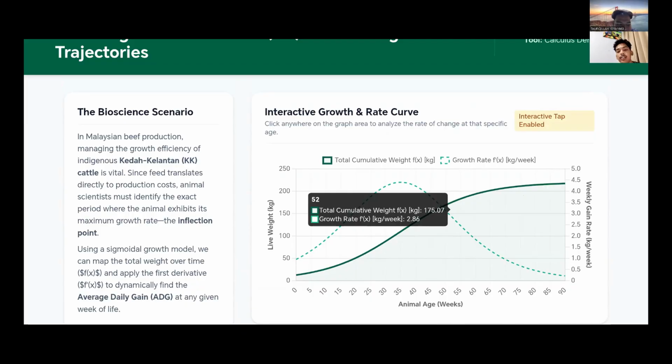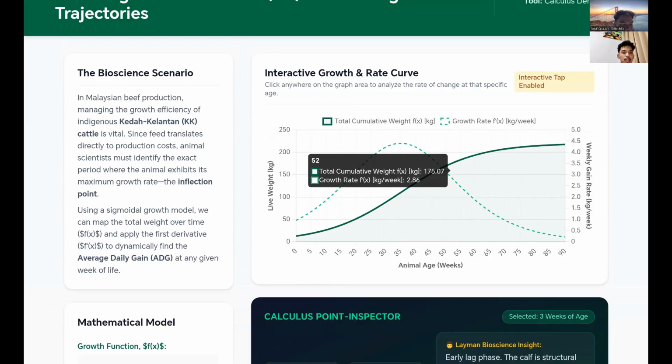Good day. My name is MUHAIMIN. My matrix number is F25A1894. And today I want to present my interactive biokinesis simulator. This project blends mathematical modeling with real-world livestock management to optimize agriculture efficiently.